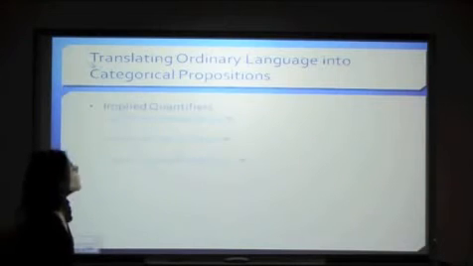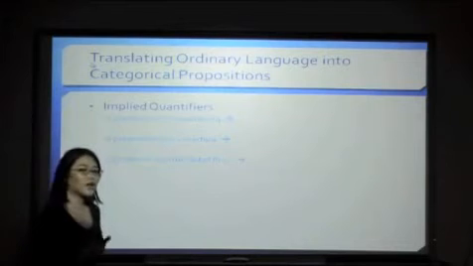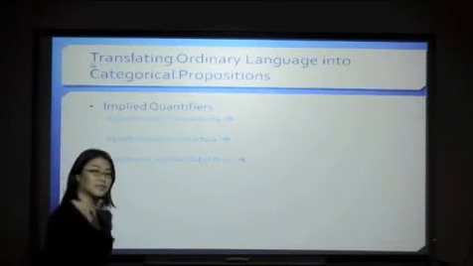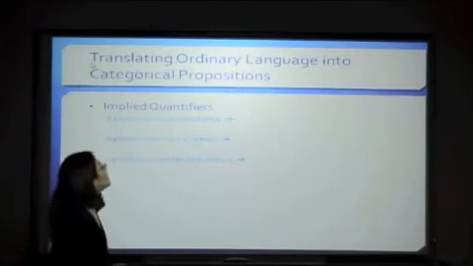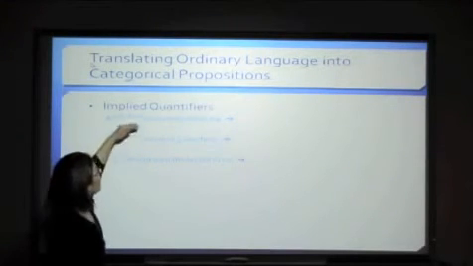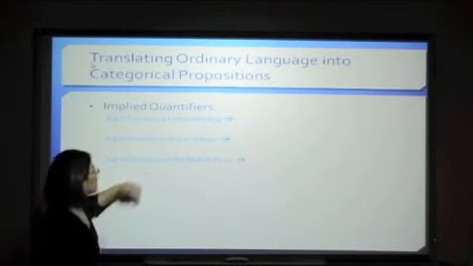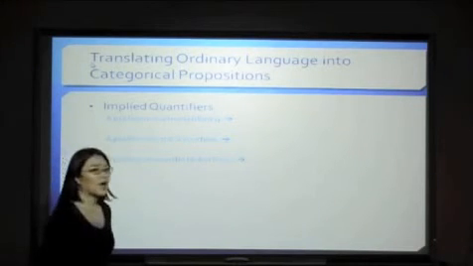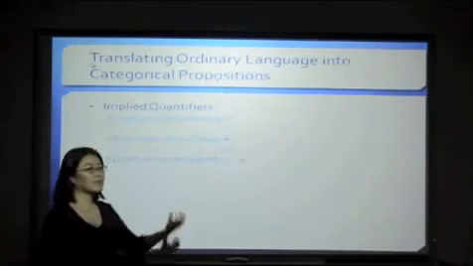Okay, another issue is when we have an implied quantifier. A quantifier is not really explicitly stated in that statement, but it's implied, it's suggested. Here are a couple of examples. A professor is a human being, a professor is not a machine, a professor won the Nobel Prize. In all of these, there's a quantifier that is implied.